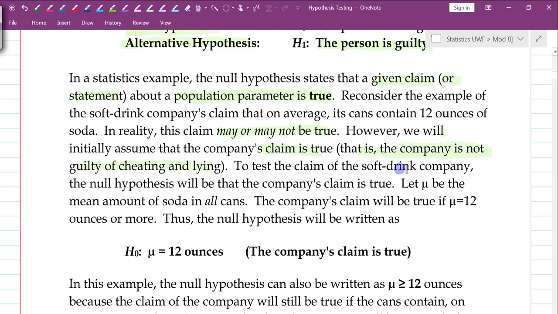To test the claim of the soft drink company, the null hypothesis will be that the company's claim is true. So we're going to say our null hypothesis is that mu does equal 12 ounces of cola. The company's claim is true. That's where we're going to start.